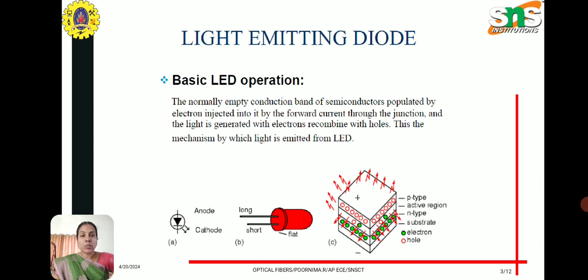In this diagram we can see the symbol of the light emitting diode and the cross sectional view of the construction, where p-type and n-type material is used. In between we have an active region where the electrons and holes recombine to generate the light emission, and we have a substrate. The electrons are marked with green color and the holes are marked with red.